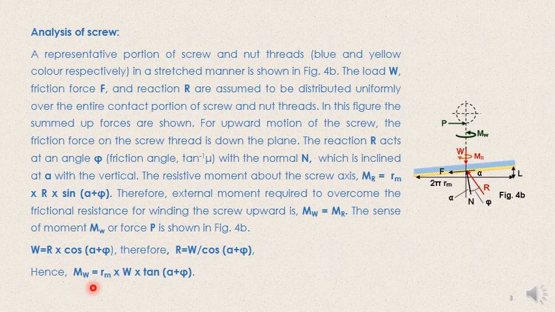So this becomes a very simple equation. This is the formula for finding out the moment required for winding the screw in the upward direction, that is, Rm into W into tan of alpha plus phi.